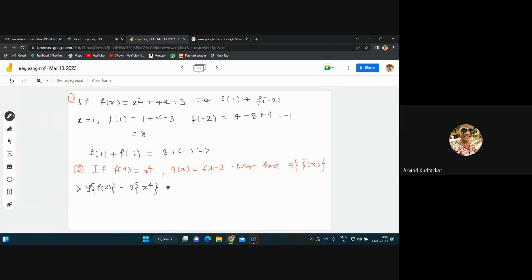So what is that change? g of x is equal to 6x minus 2. So how to get g of x raised to 4? We have to make the change in place of x, and what is that change? Replace x by x raised to 4. So it is 6x raised to 4 minus 2. This is the value of the composite function.